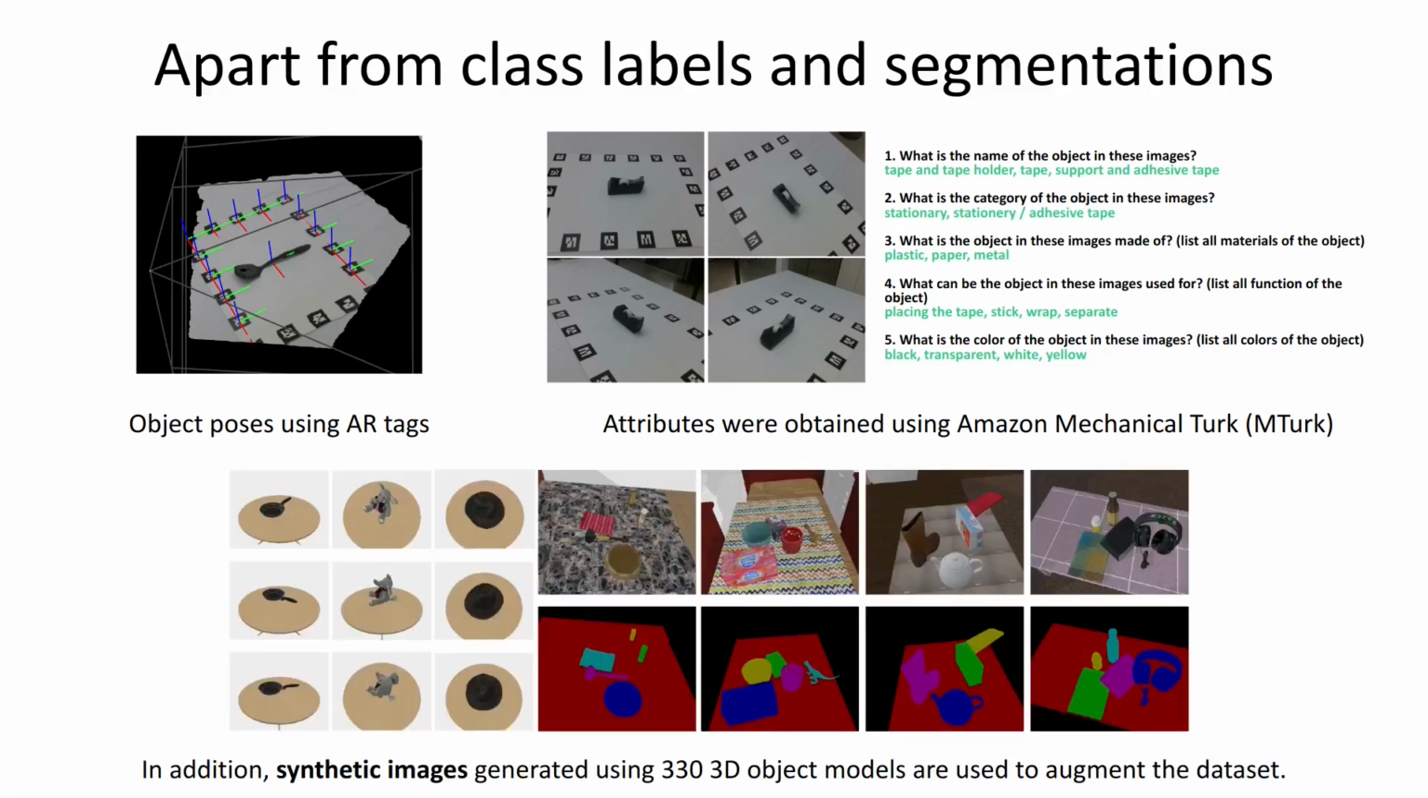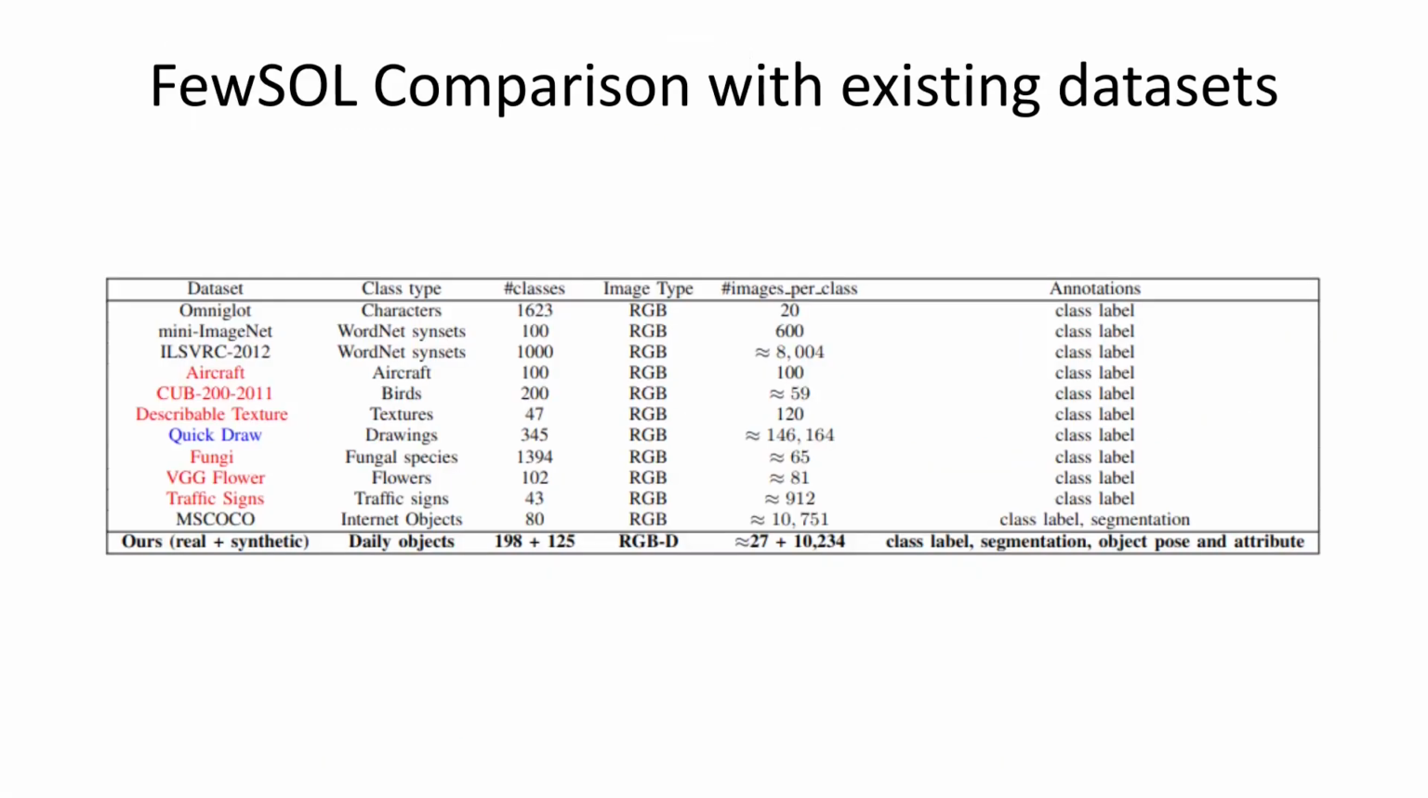Furthermore, synthetic images generated using 330 3D object models are also used to augment the dataset. This comes in handy when doing sim-to-real experiments. In summary, our dataset consists of real and synthetic images of daily objects along with the depth information, class label, segmentation mask, object pose, and attributes.